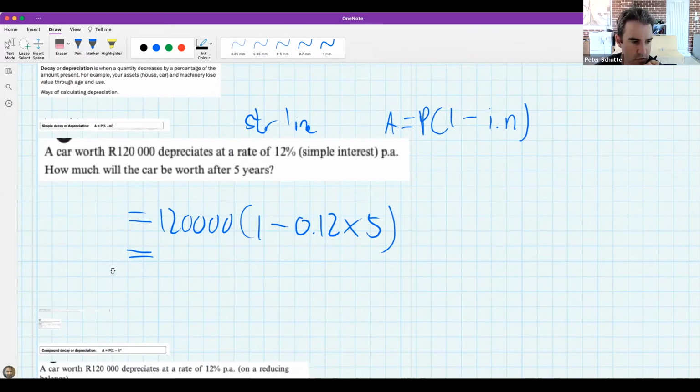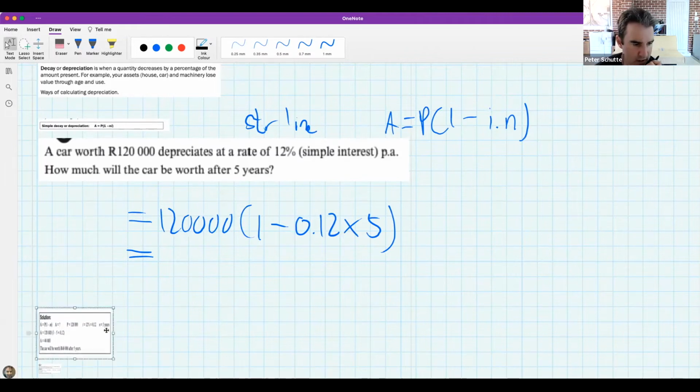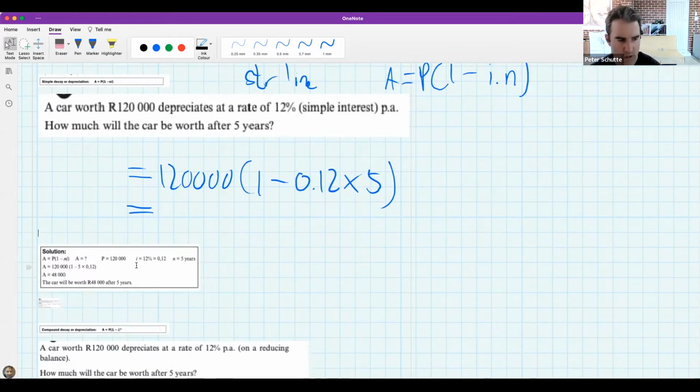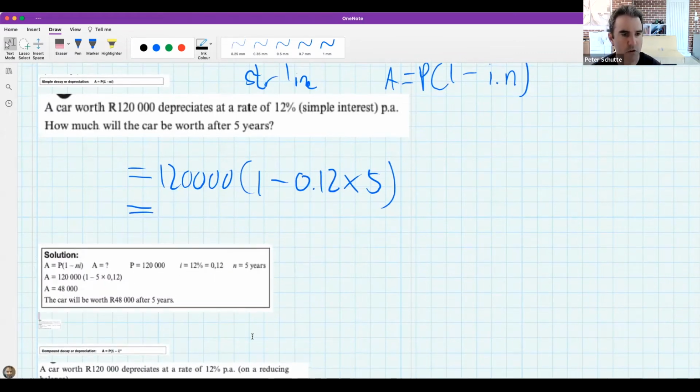So that wasn't too bad. Let's see what the answers say about this one. Yeah, so my answer agrees with you. We end up with 48,000 after 5 years. Now, I want to ask another question. If the car is worth 48,000 after 5 years, what is the amount of depreciation, how much value has the car lost?